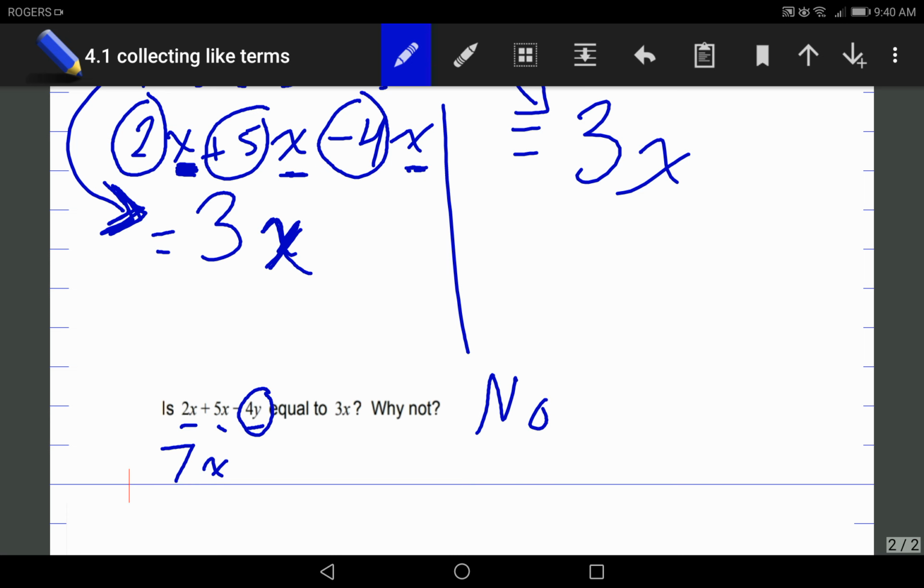But then you have minus 4 mice, for example. Well, you can't subtract cats and mice. You just have to leave it the way it is. So you would say 7 cats minus 4 mice, or 7x minus 4y. So is it equal to 3x? No, it's certainly not, because we cannot combine these because they have different letters. Okay, we can't do 7 minus 4 there because they have different letters.